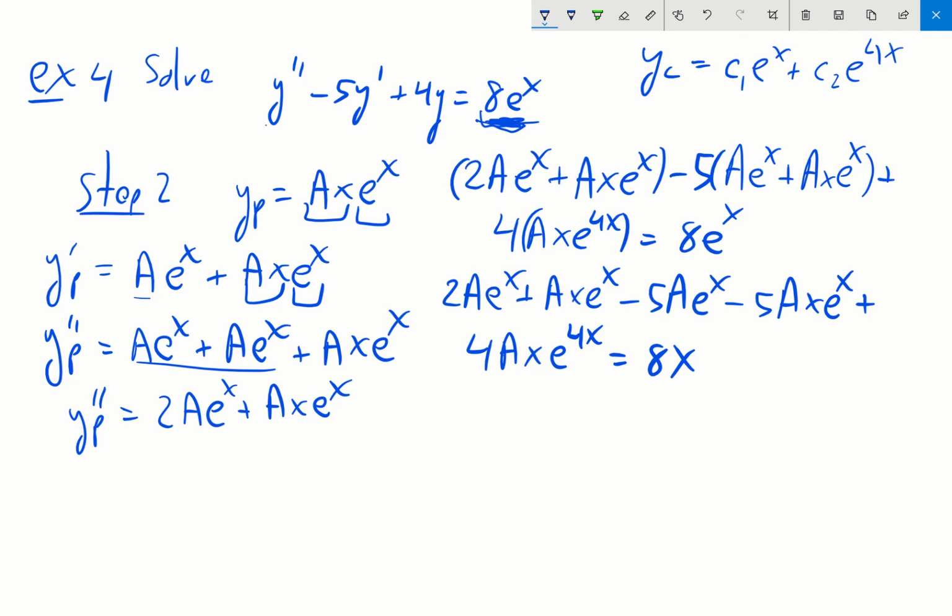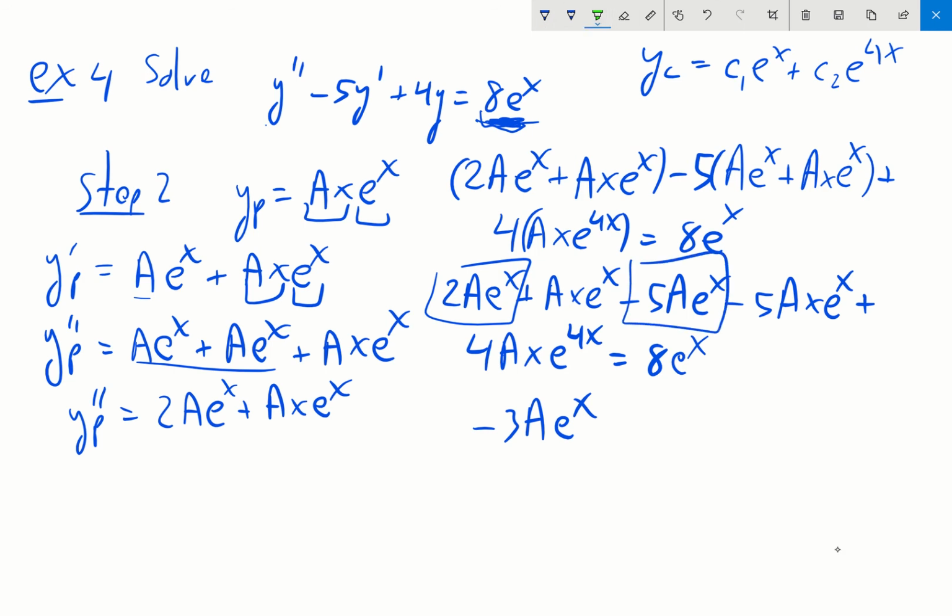So, 8e to the x. We have a 2a e to the x, a negative 5a e to the x. Those two are my like terms here. If we combine those, we get negative 3a e to the x, combining the e to the x terms.